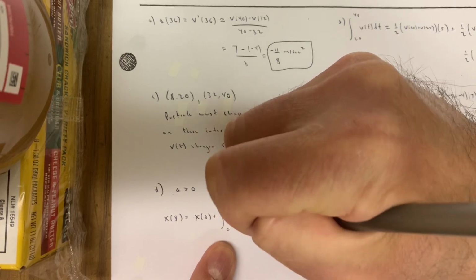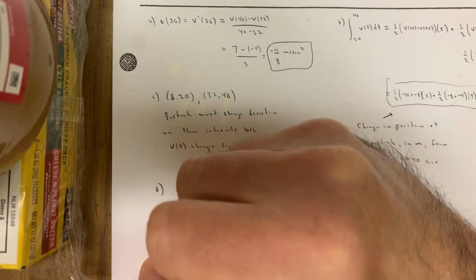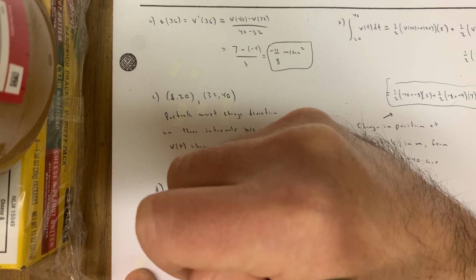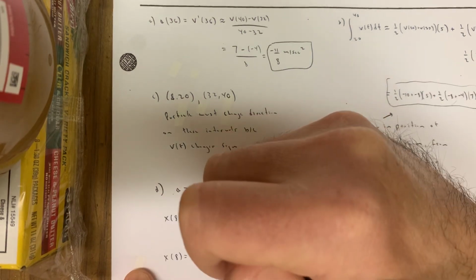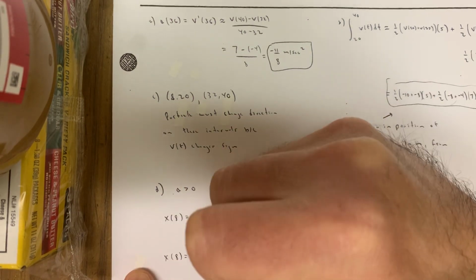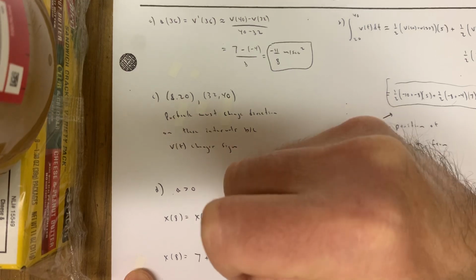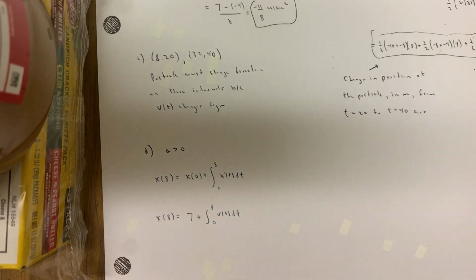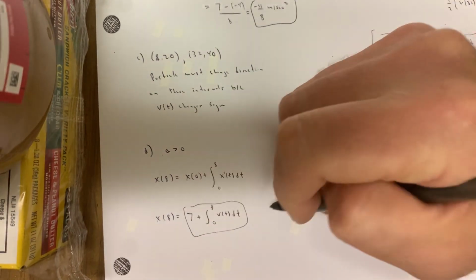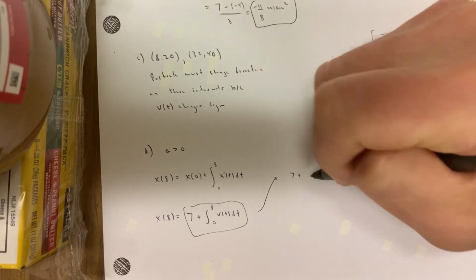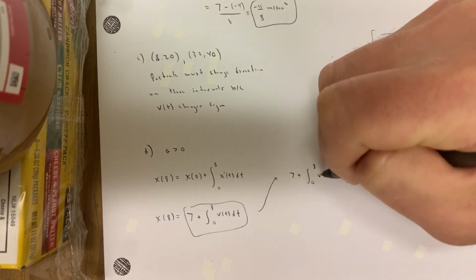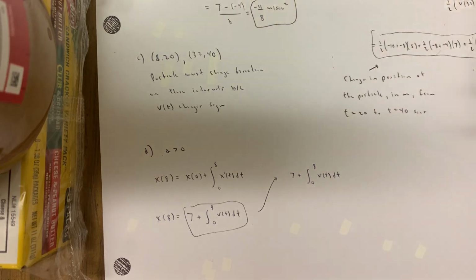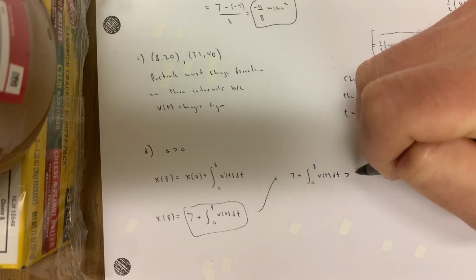Integrate the rate at which position changes. And that's going to tell you that x of 8 is equal to x of 0, which is 7, plus the integral from 0 to 8 of v of t with respect to t. And they want you to show that this position has to be greater than 30 meters. So 7 plus the integral from 0 to 8 of v of t with respect to t has to be greater than 30.